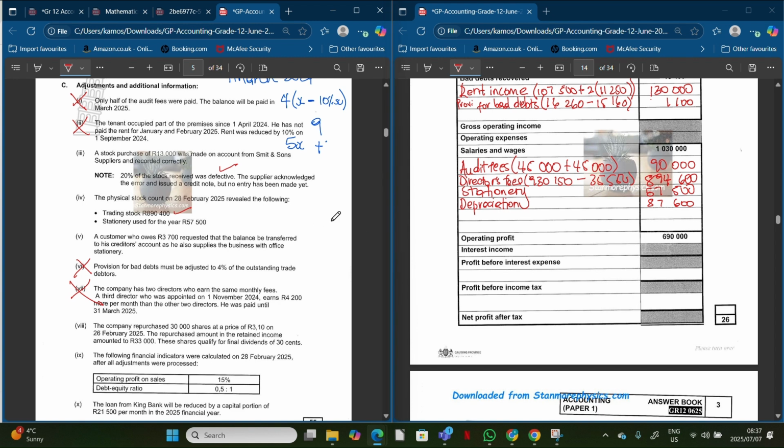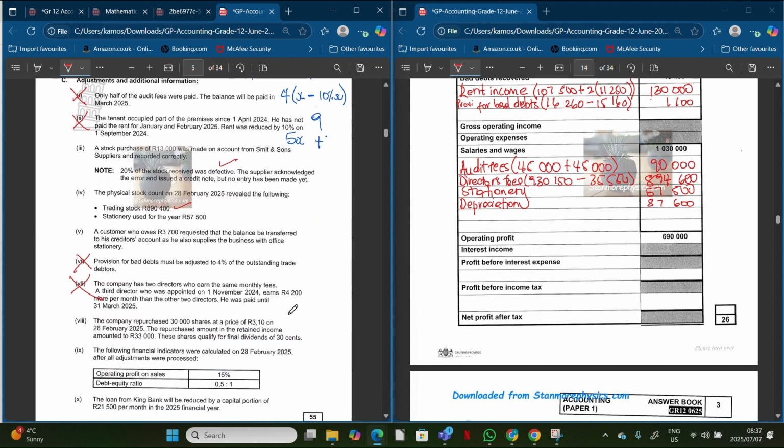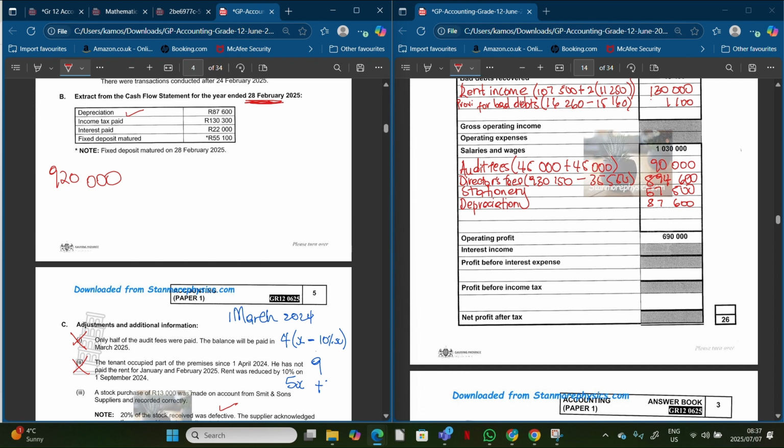So let's calculate it. So now we're gonna go up to our trading stock. So our trading stock, we have 920,000, right? So at the end of the year, the trading stock was 920,000. But from that 920,000, what happened is that 20% of the 13,000 stock that was purchased was defective, and the supplier acknowledged it, but the entry was not made. So meaning that now from that 920,000, we need to subtract the 20% for 13,000. We need to subtract it because that one is defective and it got returned basically.